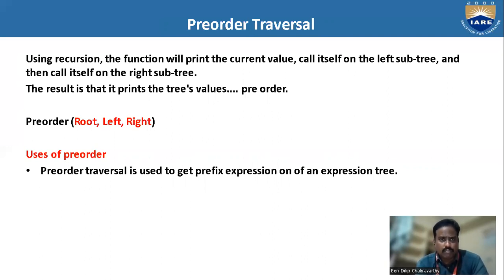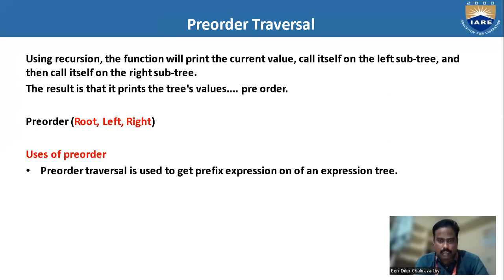Using recursion, the function first prints the current value, calls itself on the left subtree, and then calls itself on the right subtree. The result is that it prints the tree values in pre-order. So what is the use of pre-order? In-order gives our elements arranged in ascending order, from left to right, whereas the use of pre-order is to get the prefix expression.